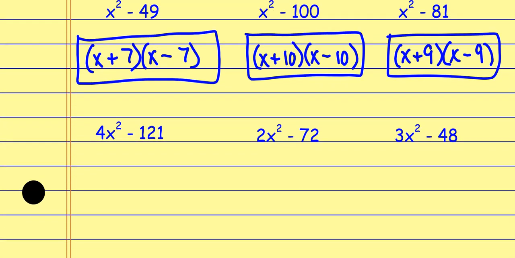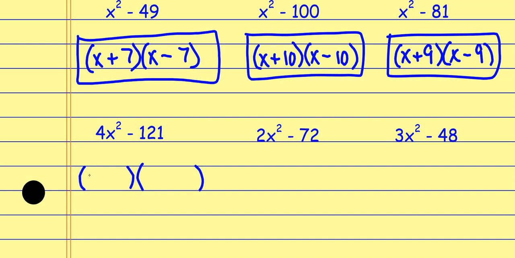If I look at the next one, 4 is a perfect square. 121 is a perfect square. It's subtraction. So it's a difference of squares because I'm subtracting perfect squares. So it's going to factor into conjugates. And this one's a little bit trickier because I have more numbers essentially to take the square root of.